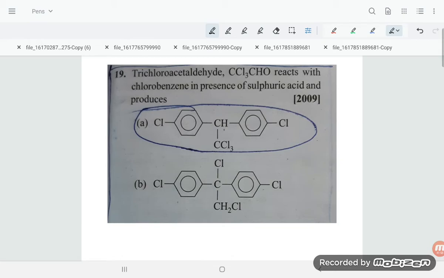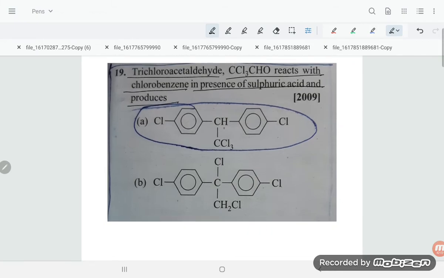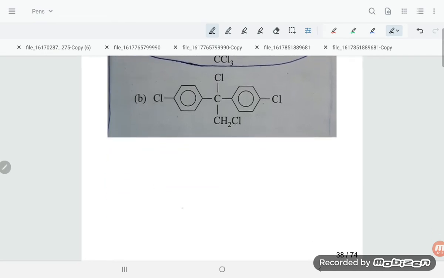What is question number 19 saying? Trichloroacetaldehyde reacts with chlorobenzene in the presence of sulfuric acid. So what compound is it going to produce? Let us have a look. Trichloroacetaldehyde is there. So this is Cl, this is Cl, and here is CHO.